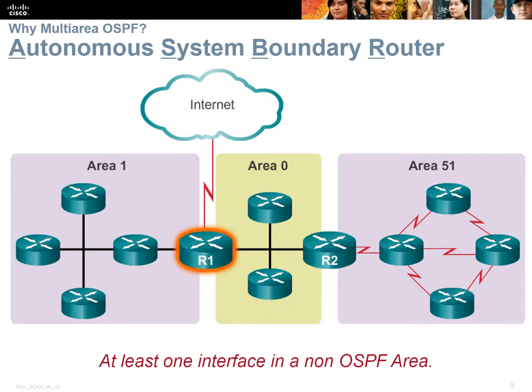The last one is an autonomous system boundary router. Now this router, router 1, is the only router in this whole topology that is doing something that's not pure OSPF. It has a connection to the public internet. It could be a static route or some other routing protocol, but it's not pure OSPF. So therefore it's the boundary of OSPF. As far as OSPF is concerned, this is the way out of all things OSPF. So therefore it's the autonomous system boundary router. At least one interface in a non-OSPF area.